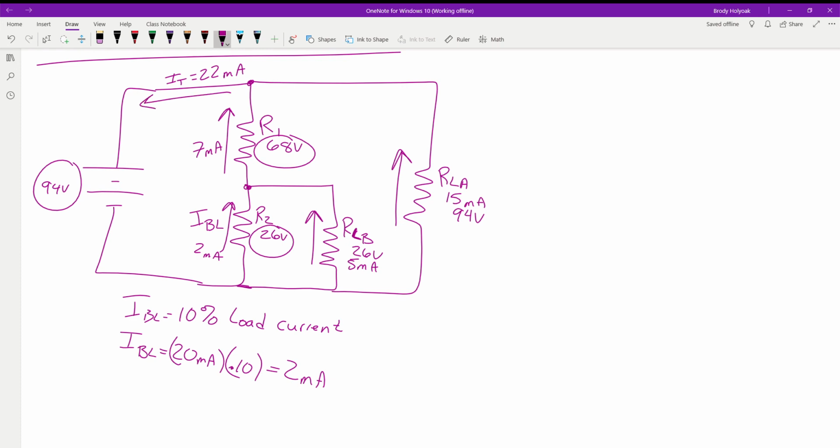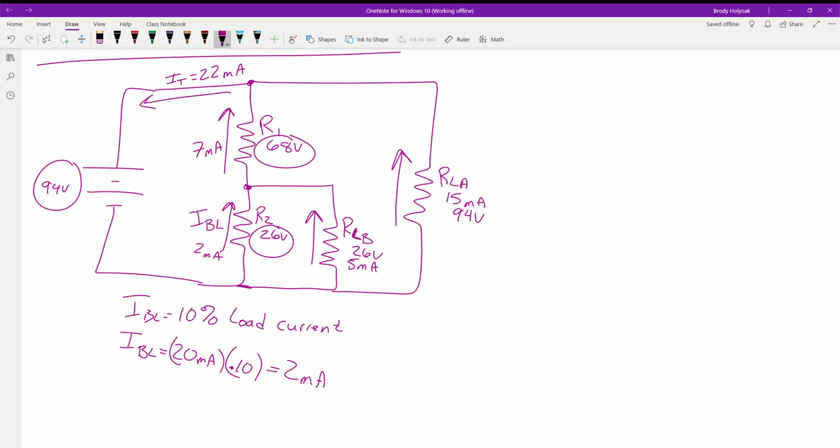Without this, we wouldn't be able to solve the circuit. That's why we have to make that assumption. A lot of times you're going to come into problems where you have assumptions built in that you have to make. So at this point, we're assuming that it is built in there.